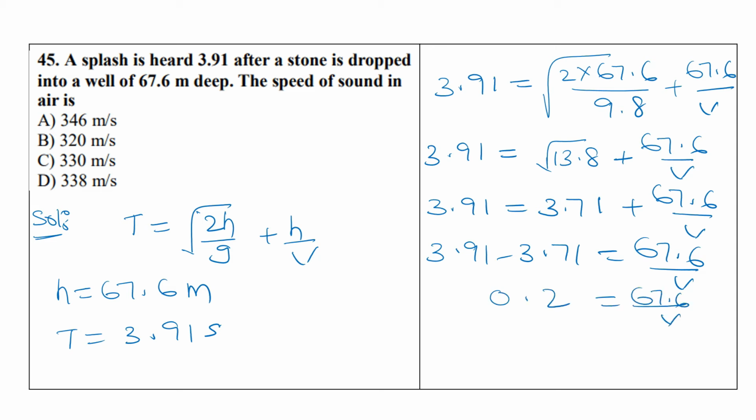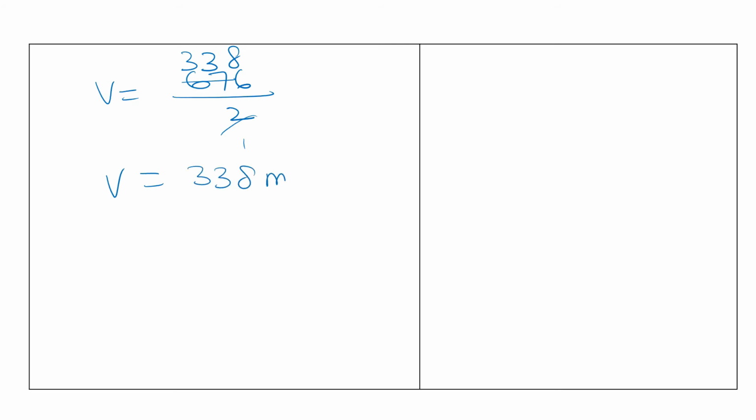67.6 by v. So from this we are writing v is equals to 67.6 by 0.2. So next v is equals to, taking decimal representation, 676 by 2. So 2 3s are 6 and 2 3 are 6, 2 8 is 16. So speed of sound v is equals to 338 meters per second. So therefore v is equals to 338 meters per second. This is the final answer. Okay, next we will go to the next question.